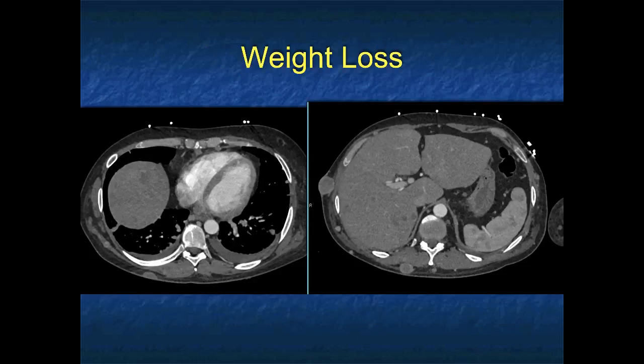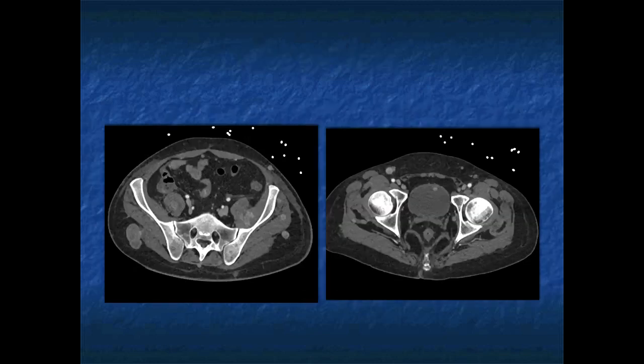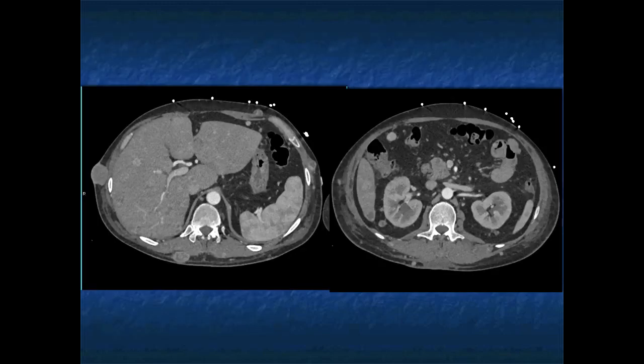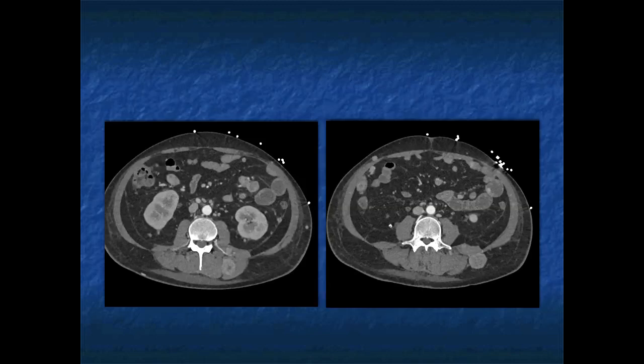Another case, weight loss. There are nodules in the subcutaneous tissues. There are lung metastases. There are nodules in the subcutaneous tissue and within muscle. There's even a lesion in the bladder. There's lesions in the soft tissues, in the retroperitoneum, in the mesentery. There's lesions in the kidney. There's lesions in the pancreas. There are lesions in the liver.